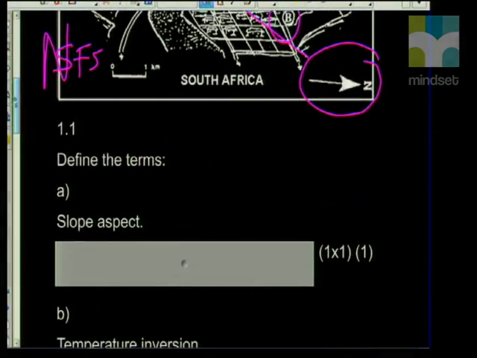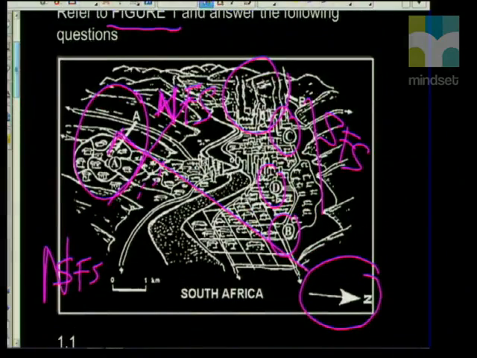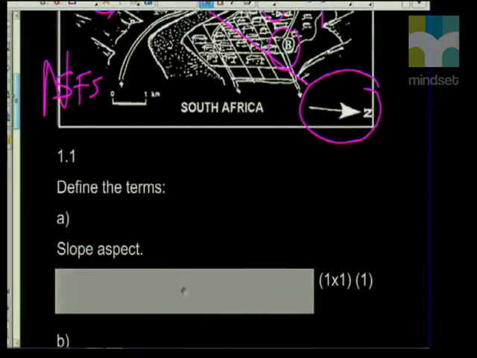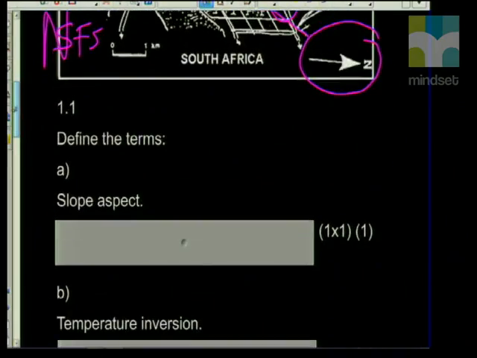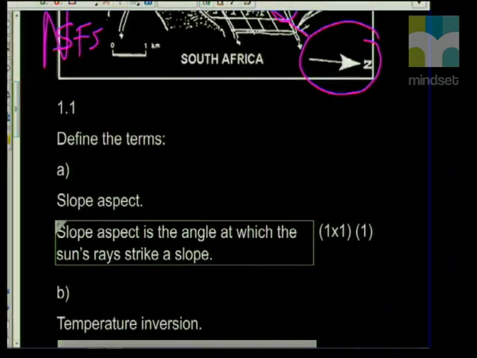Define the terms. Can you see it already? We looked at our diagram and we already worked out aspect of slope. So define the term aspect of slope. Learners, I know you're jumping already. It's the angle at which the sun's rays strike the slope.